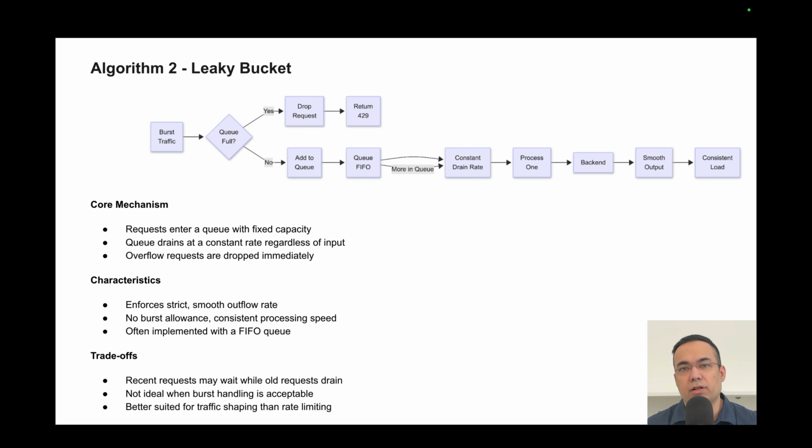It's commonly used in network devices to smooth out bursty traffic. The key insight is that leaky bucket is about smoothing the output, while token bucket is about limiting input with burst tolerance. You should choose leaky bucket when you need an absolutely constant output rate, regardless of the input pattern.